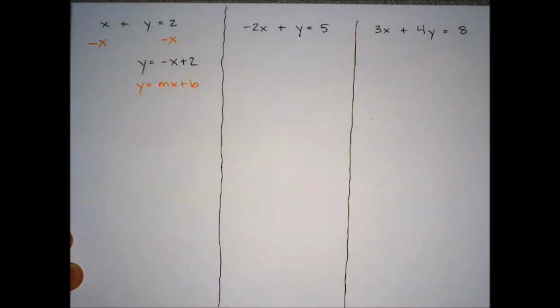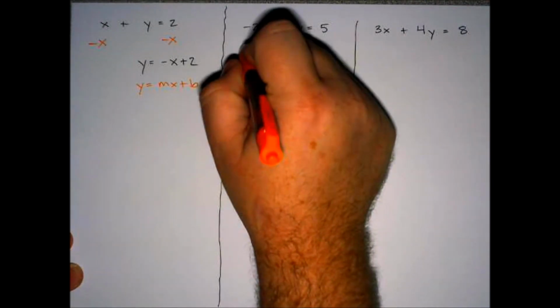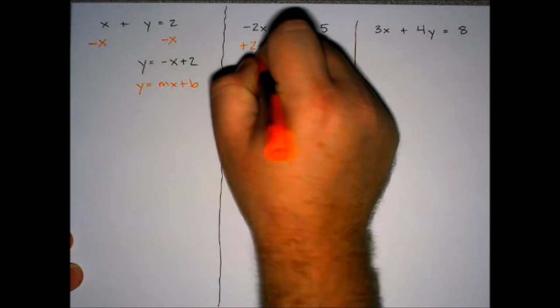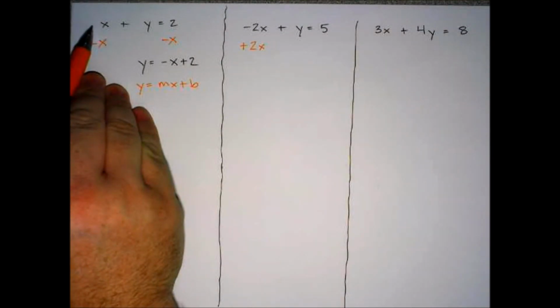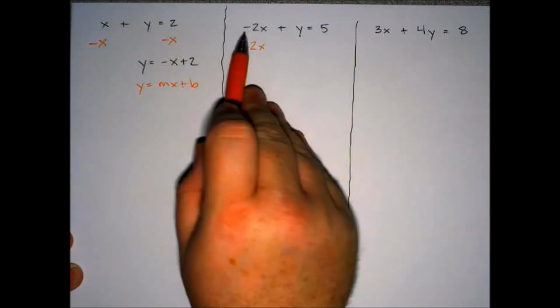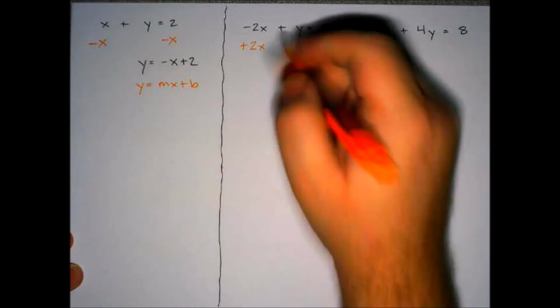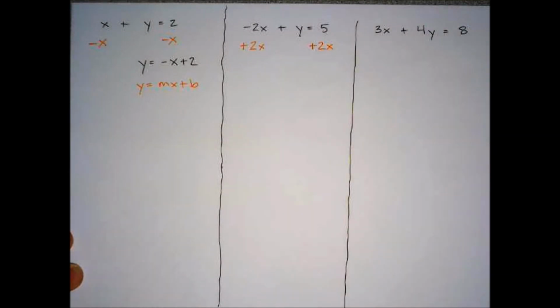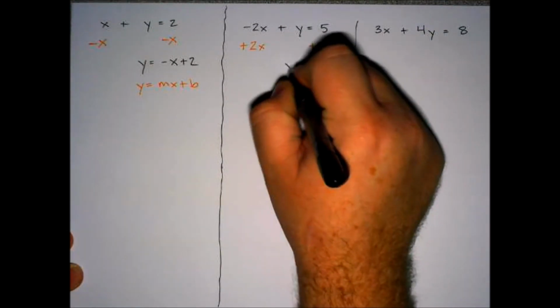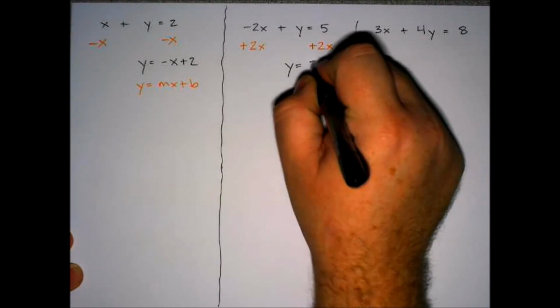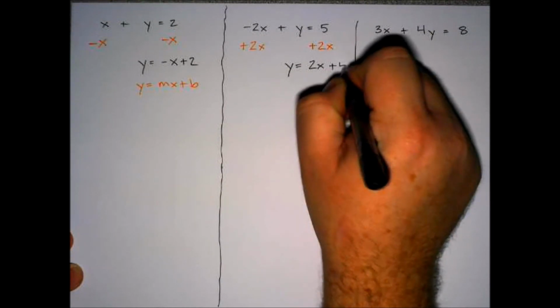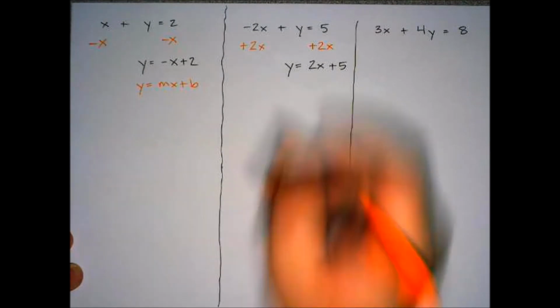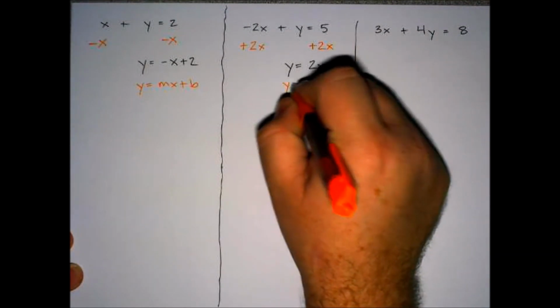That's a negative 2x. Because that's negative, we have to add. We're going to do the opposite sign. So here we saw there was a positive, so we subtracted, but because there's a negative, we're adding. When you add 2x to that side, you add 2x to that side. So the 2x's cancel out, and you're left with y equals positive 2x plus 5. And again, the nice thing about this one, it's also in slope-intercept form.